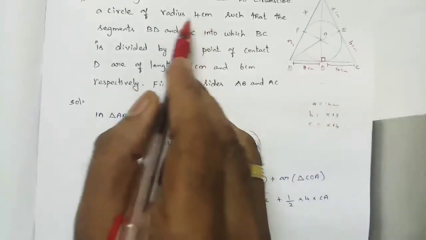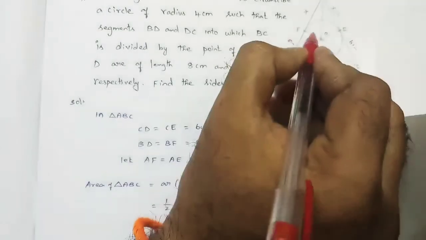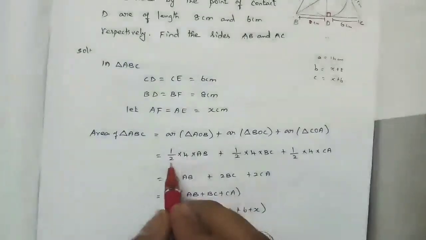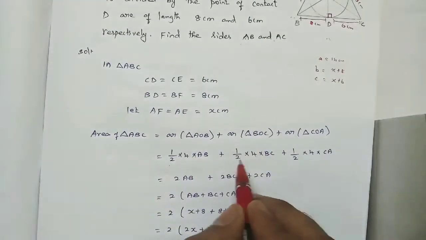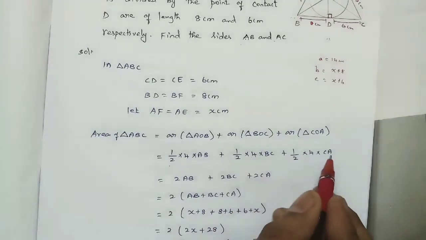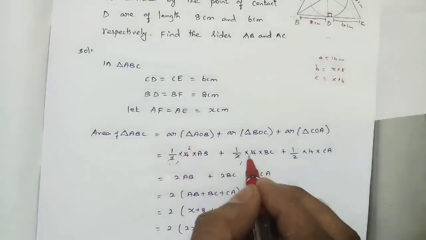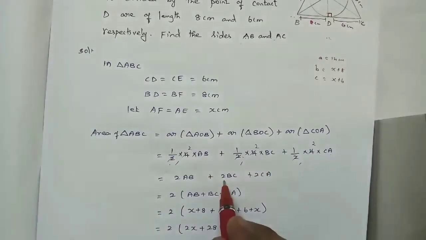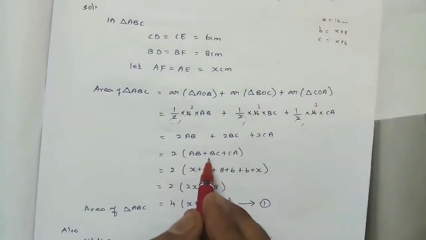We know that the radius, that is OD, OE and OF, is 4 centimeter. They have given the radius. So the radius is the height of the triangle, right? So half into 4 into AB plus, for triangle BOC, half into base BC, height 4, plus half into 4 into CA, right? For 3 triangles, simplify: 1 times 2 balance, 1 times 2 balance, 1 times 2 balance. So 2 times AB plus 2 times BC plus 2 times CA. Taking 2 common outside, what is the remaining? AB plus BC plus CA.